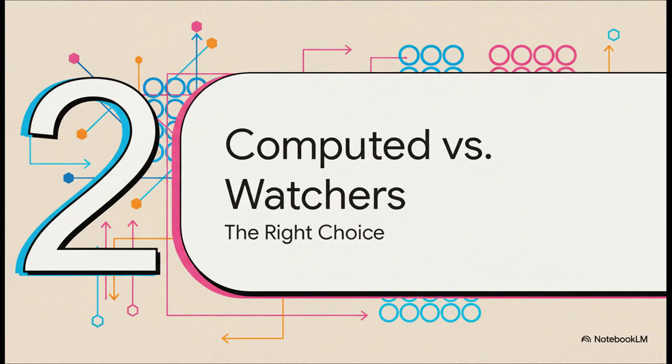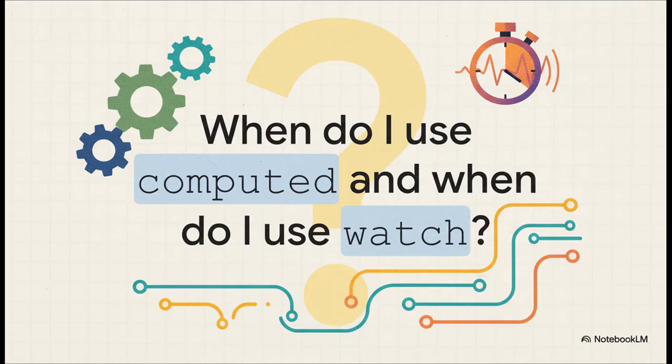All right, next section, and this one is huge. Computed properties versus watchers. I'm telling you, understanding when to use which is an absolute game changer for your app's architecture, its performance, and just how easy it is to read your code. It's probably one of the most common questions you hear from Vue developers, especially when they're starting out. When do I use computed, and when do I use watch? It seems simple, but getting this right is just so important for building clean, efficient apps.